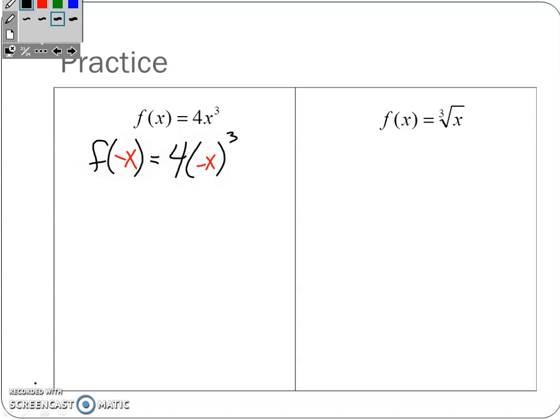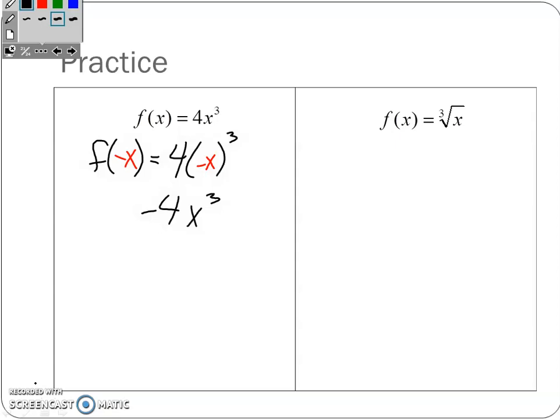Okay? Now, is that cubed going to get rid of the negative? No, it doesn't, because that's a negative x times a negative x times a negative x. So those three negatives end up making it be negative. So this is technically now a 4 times a negative x cubed, which we would just write as negative 4x cubed.